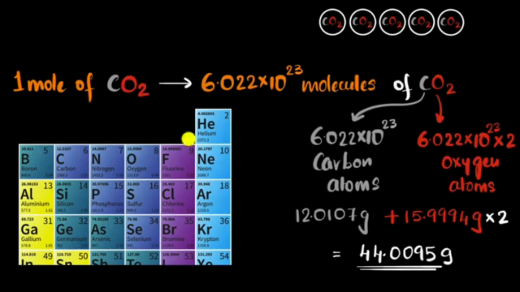So 1 mole of carbon dioxide will have this much mass. Or we can also say that carbon dioxide has a mass of 44.0095 grams per mole. It's the same thing, okay? They all mean the same thing. Of course, we can round it off when we are actually doing a numerical.